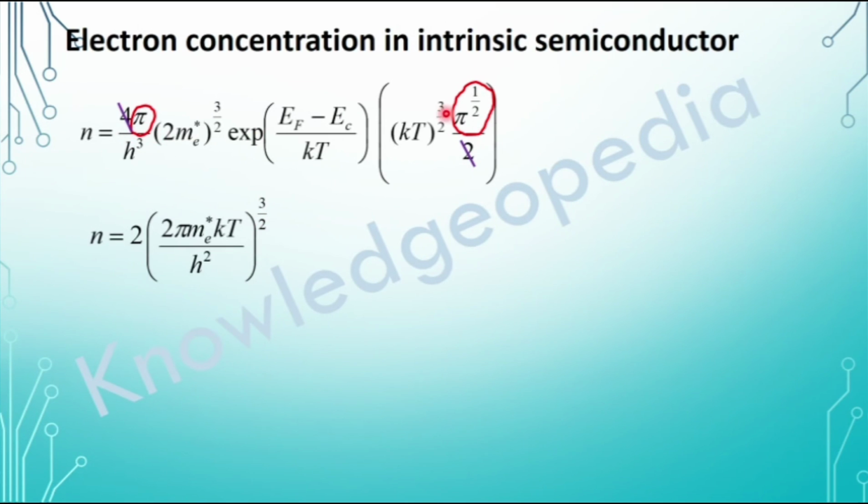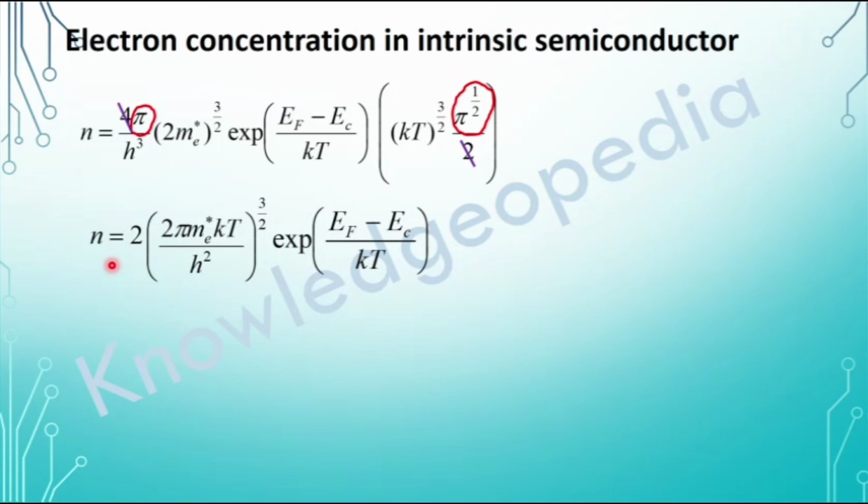Because this is pi to the power 3 by 2, so it is pi, 2 m star kT to the power 3 by 2, so this is kT. h cube is nothing but h square to the power 3 by 2, so it is h square. So this whole term to the power 3 by 2, and what are we left with? This exponential function, exponential of (EF minus EC) by kT. So this is the simplified expression for n.